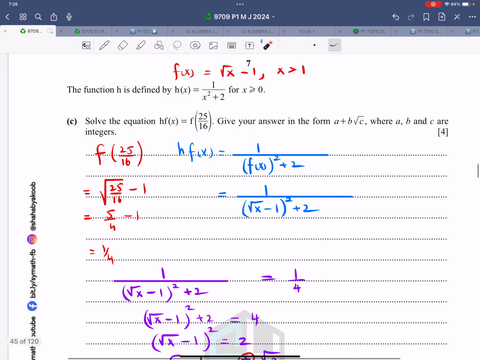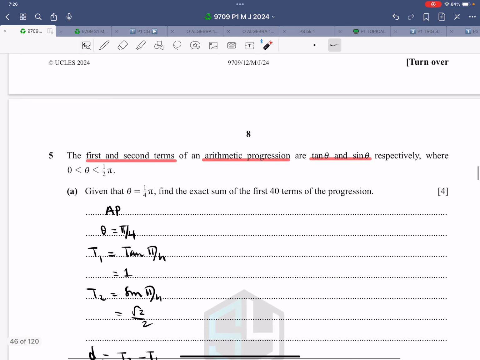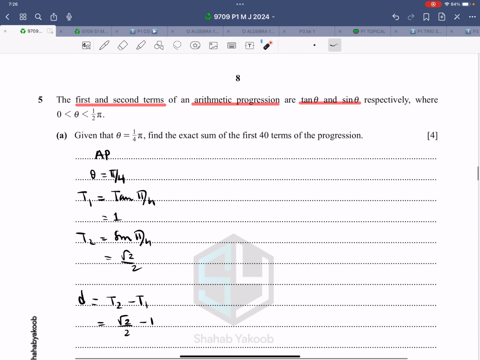So a nice question involving surds, involving concepts. They have already asked us to give the answer in this particular form. So question number 4 is done. Now let's look at question number 5.